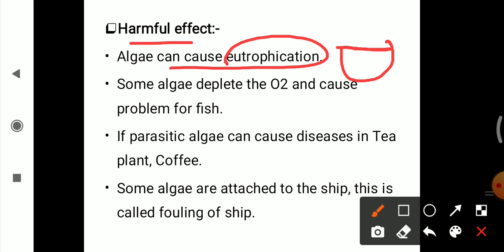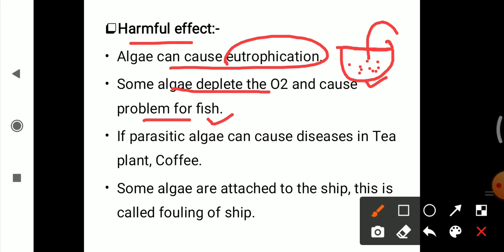When they make these mat-like structures, they block the sunlight required by the life below, the marine life or whatever life is present inside the water, and cause hindrance to it. Some algae also deplete the oxygen and cause problems for the fish. The oxygen from the atmosphere and the sunlight cannot penetrate properly, so ultimately they cause problems for fish and other life present inside.